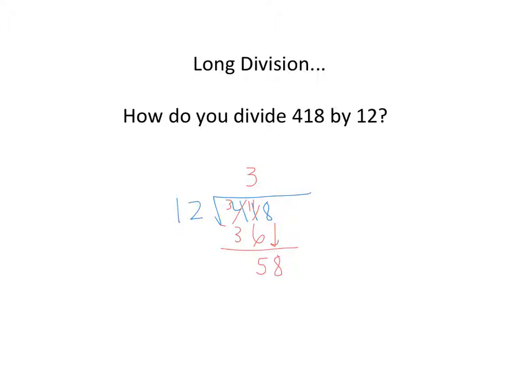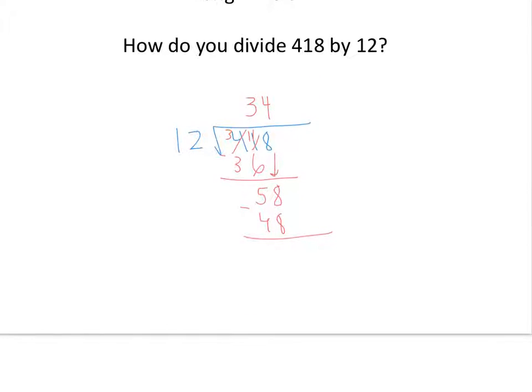So 12 goes into 58 how many times? 4 times. 12 times 4 is 48. And now I subtract again, and 58 minus 48 is 10. And does 12 go into 10? It doesn't. So then I have to write in a decimal, right? I'd write in a decimal and bring down a 0.